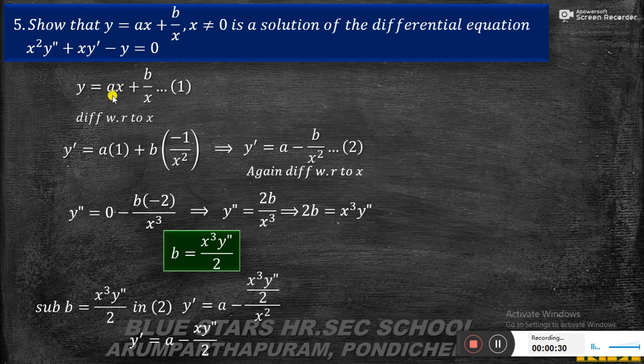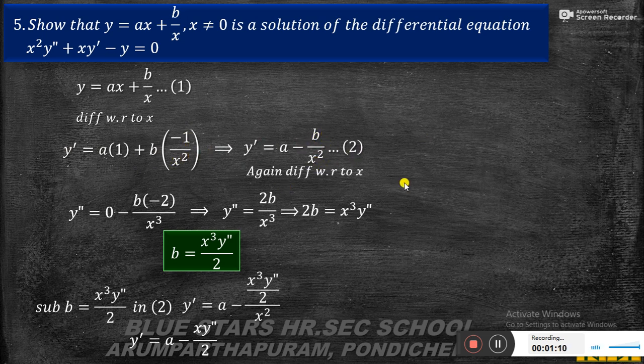So I write the equation y equal to ax plus b by x. This is equation number 1. The next step, differentiate with respect to x. Both sides I take the differentiation, that means d by dx of y equal to d by dx of ax plus b by x. So y dash equal to differentiation of ax is a into 1, plus b into d by dx of 1 by x, which is minus 1 by x square. So y dash equal to a plus b into minus 1 by x square, which is minus b by x square. This is equation number 2.